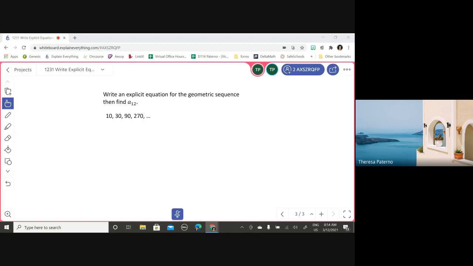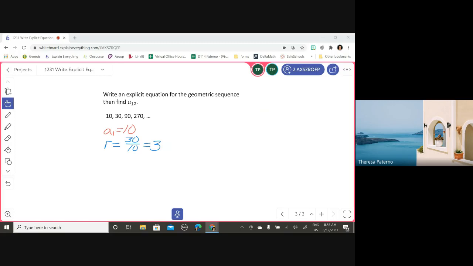Next problem, write this down. All right, so we need our a sub 1 and our r. Our a sub 1 is 10. Our r, our common ratio, the number that we multiply each term by to get each new term, is going to be, let's take our second term divided by our first term. So our common ratio is 3. To get each new term, we're multiplying the previous term by 3.